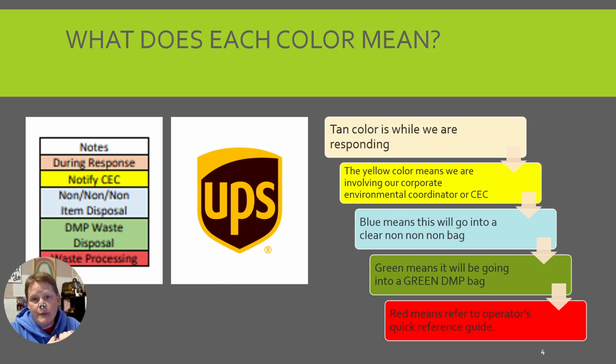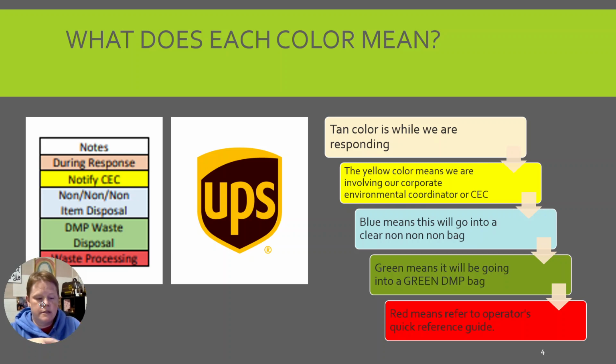And if we end up in the red boxes, that means we are then going to the quick reference guide, which is where we found the waste disposal flowchart. We're going to end up in our quick reference guide getting further guidance, because whatever the item is that we are solidifying is now different.